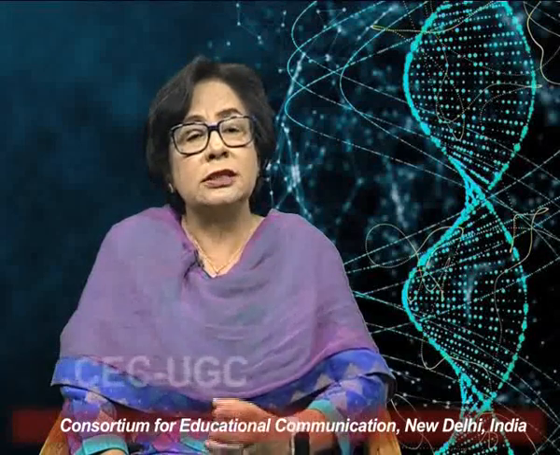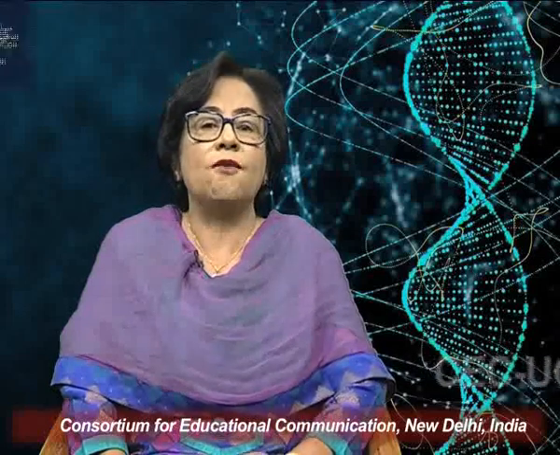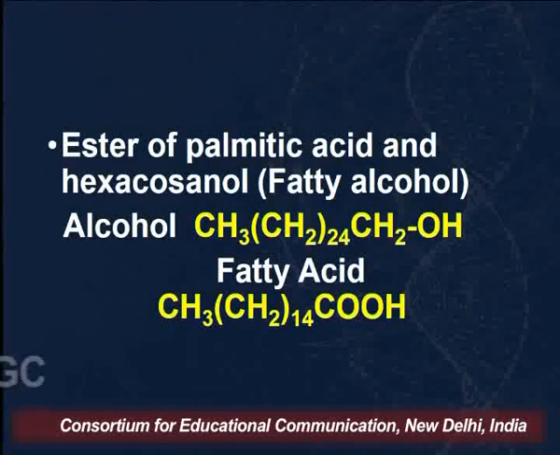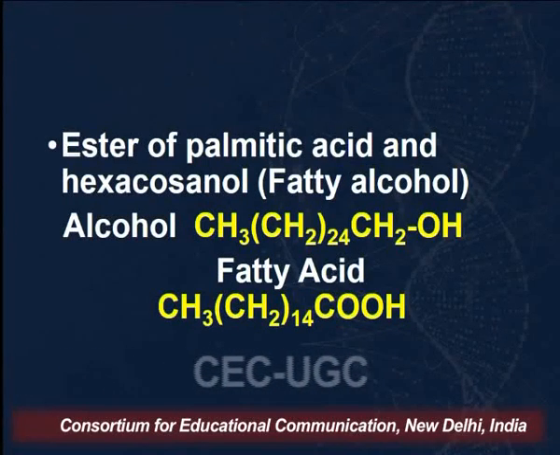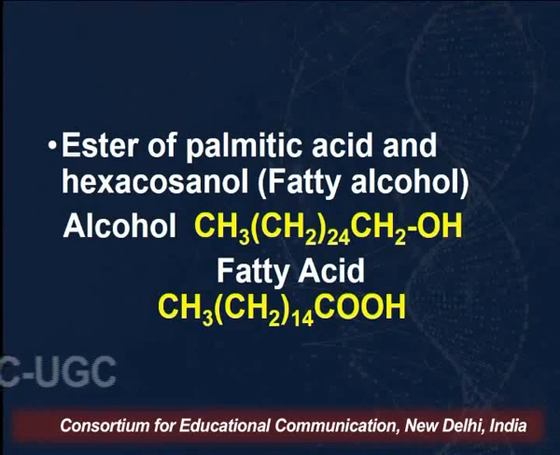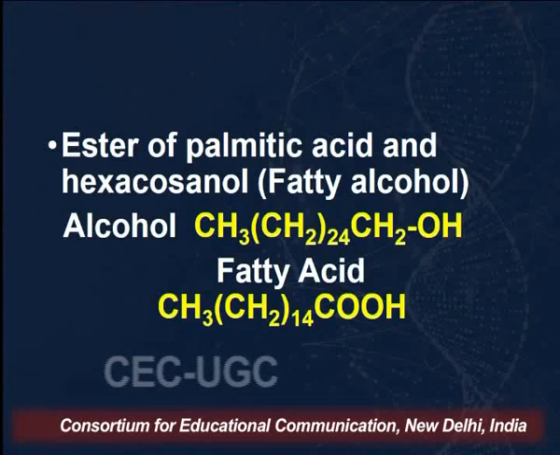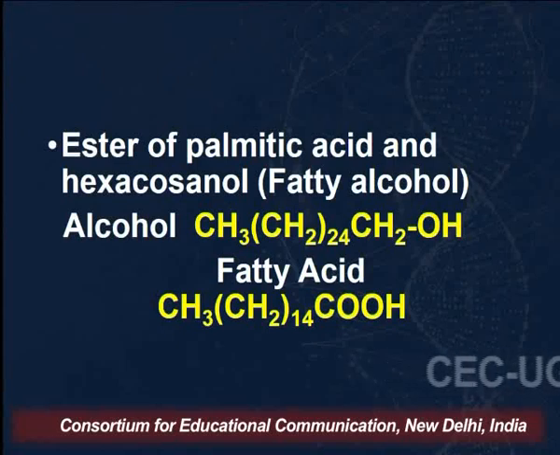And what is this beeswax made up of? It is an ester of palmitic acid and hexacosanol. Now, what is palmitic acid? You have to remember, palmitic acid is a saturated acid which has 16 carbon atoms in it. And when we talk of hexacosanol, I'm sure you're a little confused as to what is hexacosanol.